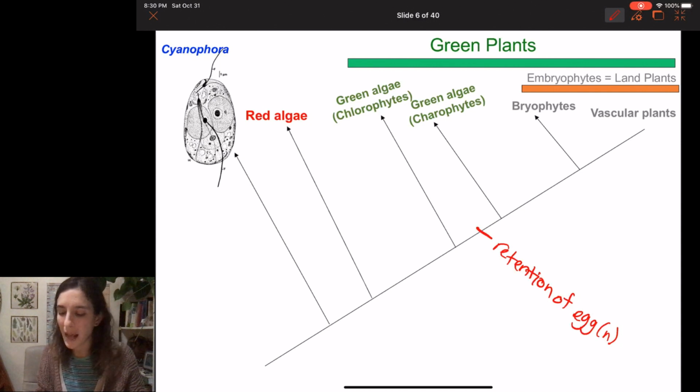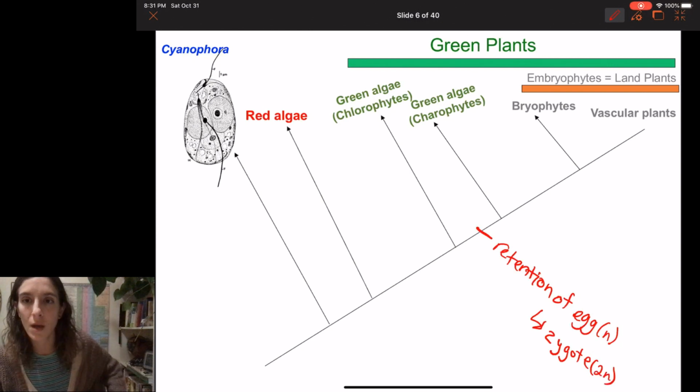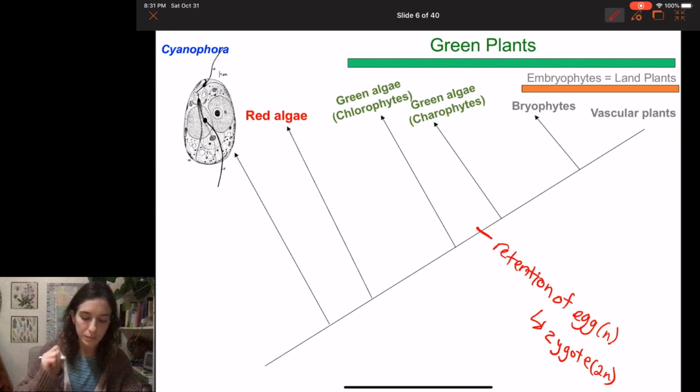And then what happens is, well, fertilization takes place right there in the egg where it normally takes place. The sperm and the egg meet, but that happens on the gametophyte since the egg is retained. And so retention of egg also leads to a retention of the zygote, which is, remember, the very first diploid structure that's formed after fertilization. Cool. That is shared between the Charophytes and all the land plants.